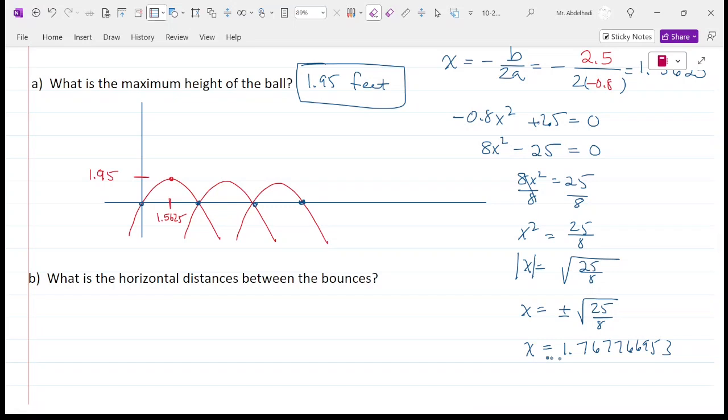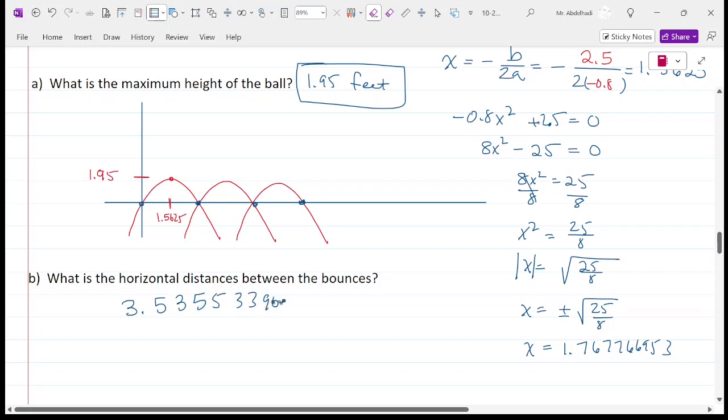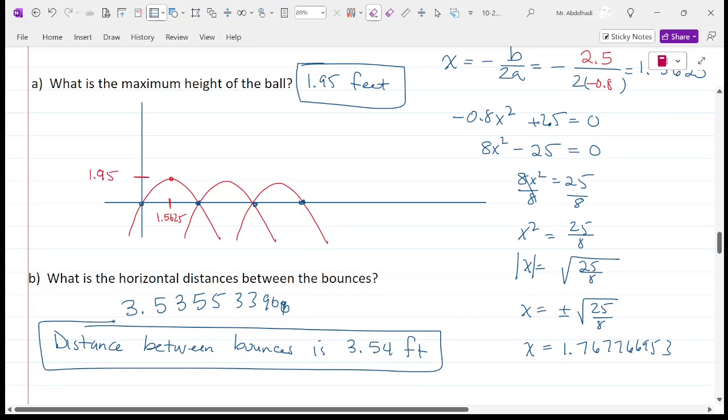So if one's plus and one's minus, what's the difference between them? Wouldn't it just be double that number? Yeah. So multiply that number by 2, and here's what I'm getting: 3.535533906. So the distance between bounces is 3.54 feet. And I will box that as my answer.